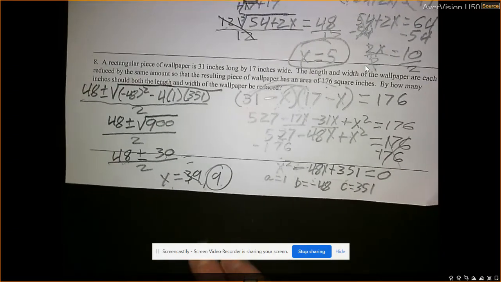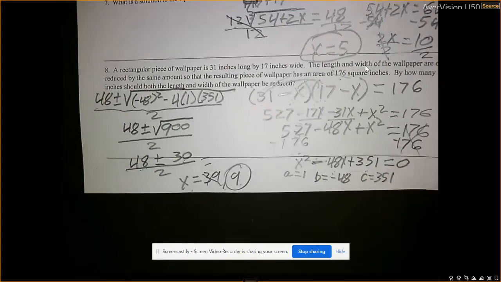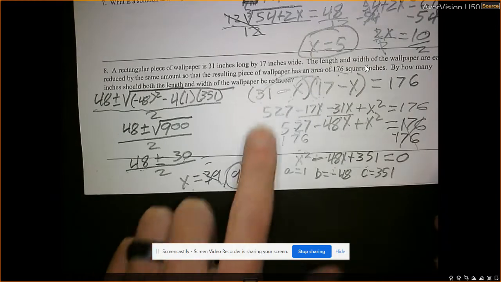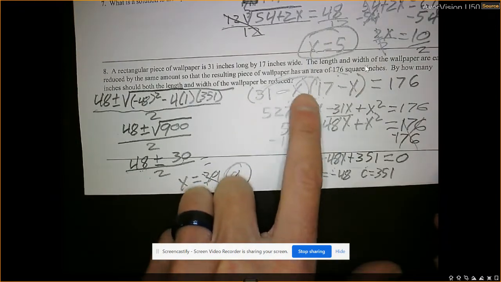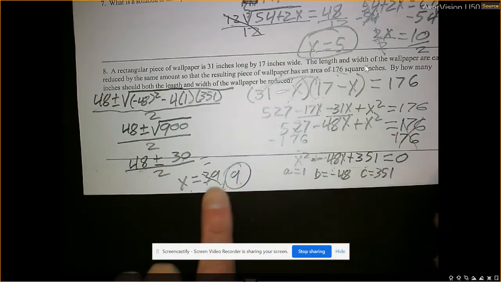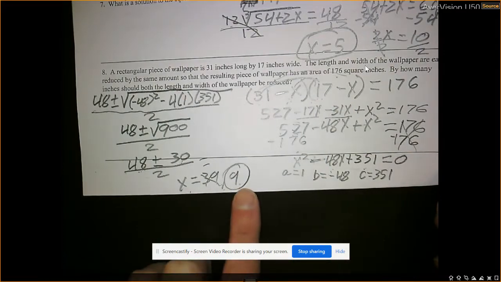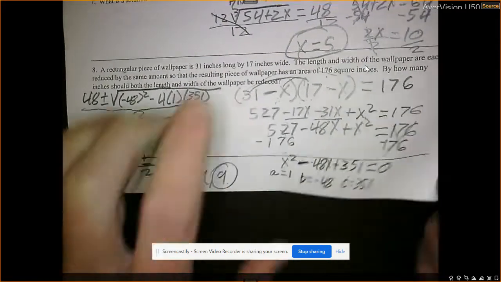Okay, if you left it as x equals 39 or 9, it would be hard to take points off. But just think about the situation. You can't have a negative piece of wallpaper. 17 minus 39 is also negative. You can't have a negative piece of wallpaper. So your correct solution is 9.